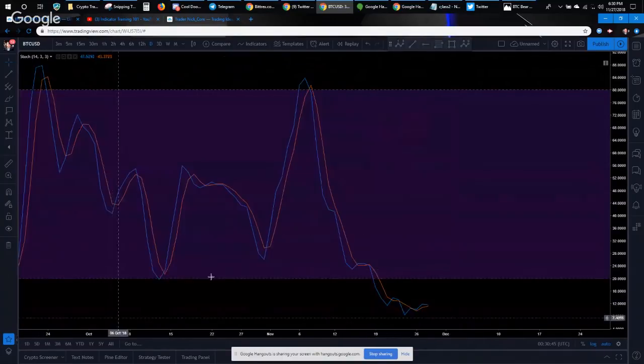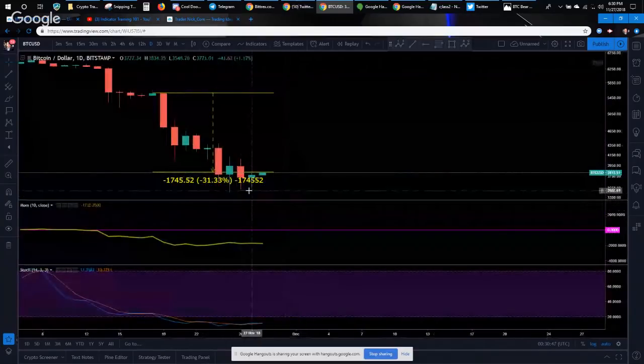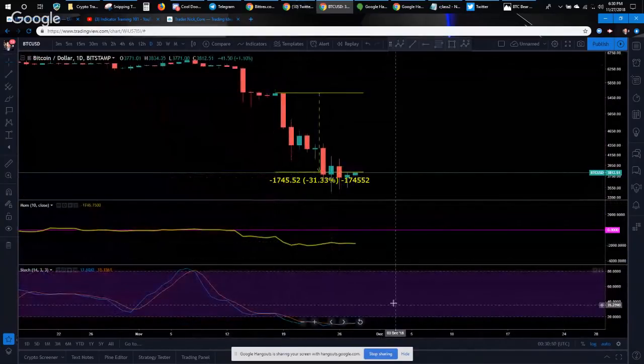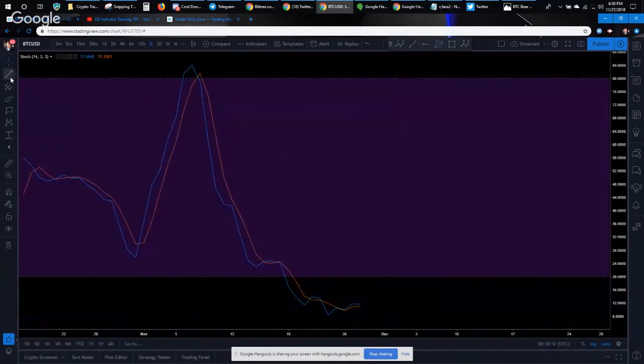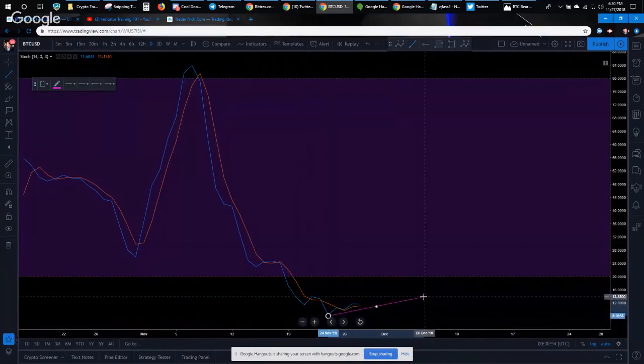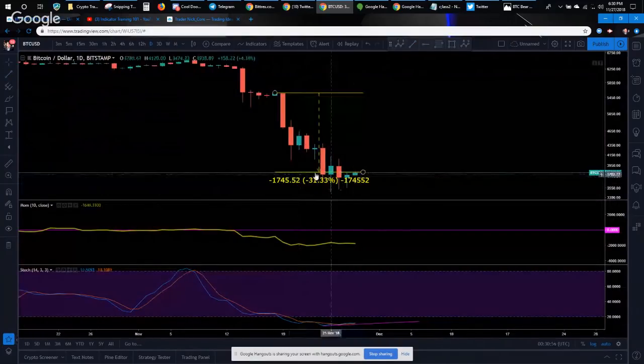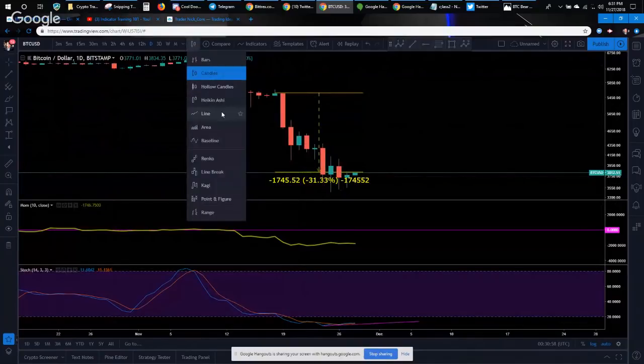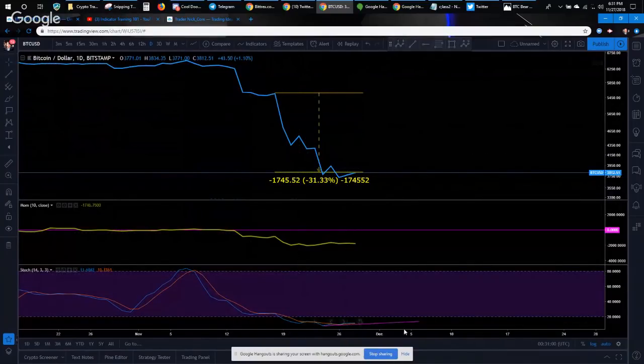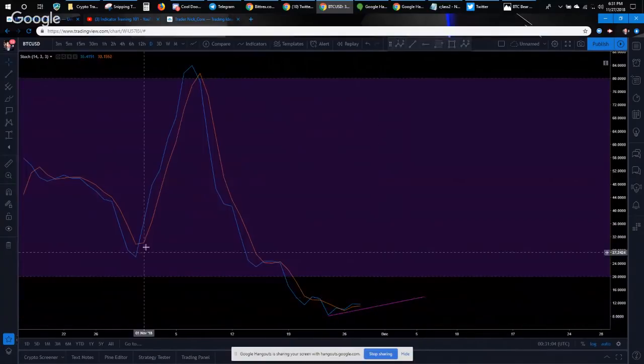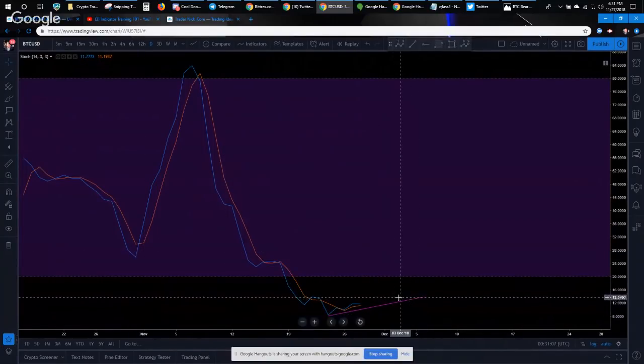So what we see here, it's pretty confluent there. I was going to say the stochastic is showing a bull div also, but it's not there on the daily because the price has rose. If we flip this over to line, we can see that it's not divergent. But real quick, let's get into what is the stochastic, aka the Stoch.